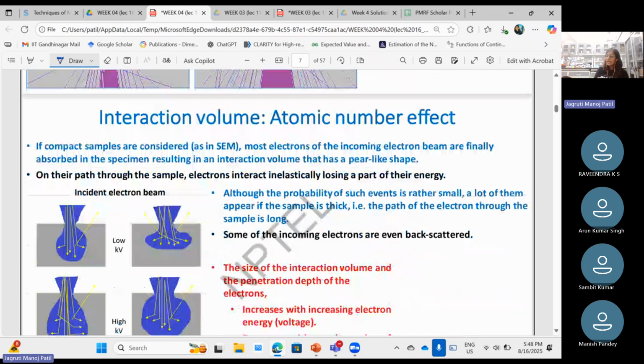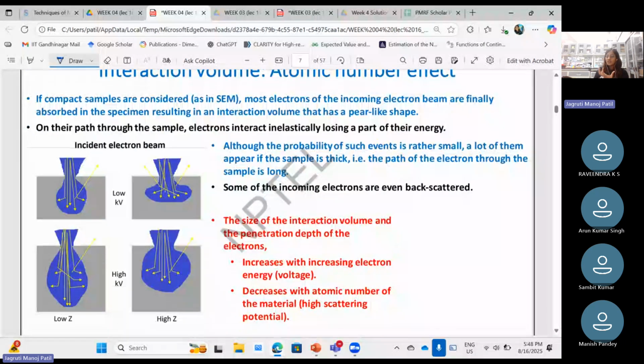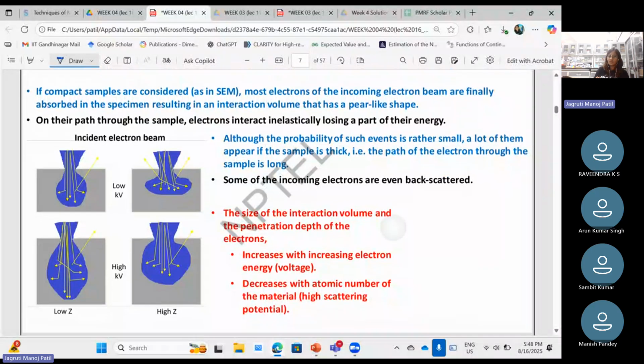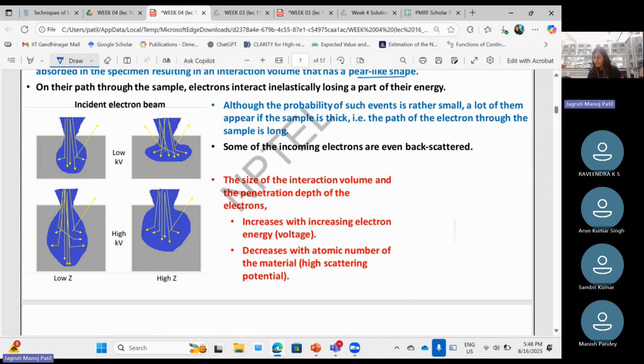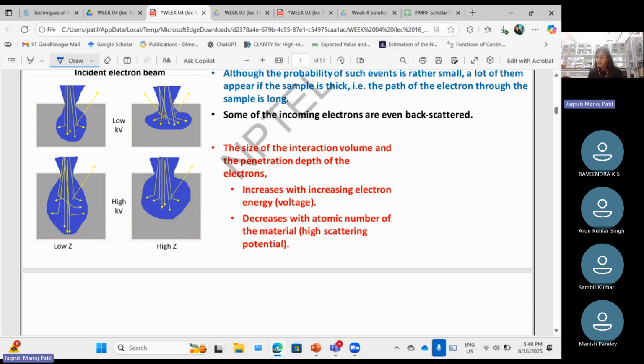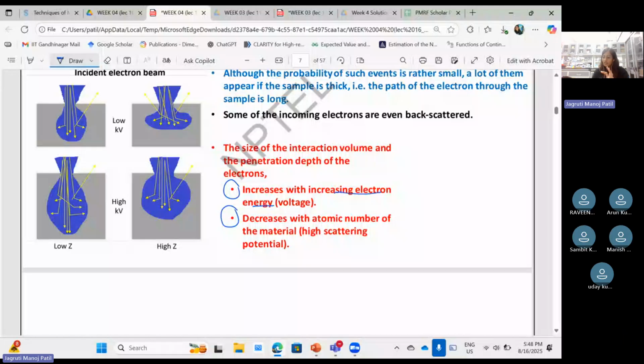And from that only, your interaction volume in TEM or SEM depends on this. As I said, it's a pear-like shape, and the size of it will depend on the interaction depth. So let's just see these two red points over here. The first point says it increases with electron energy or the voltage. The interaction volume will increase with energy.